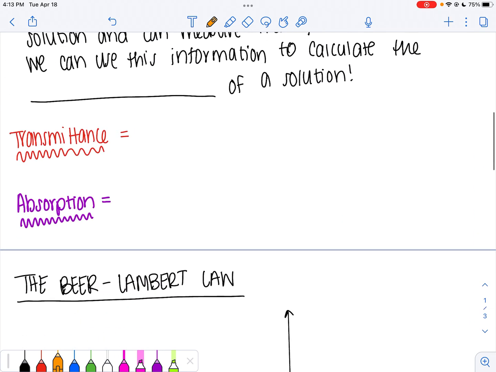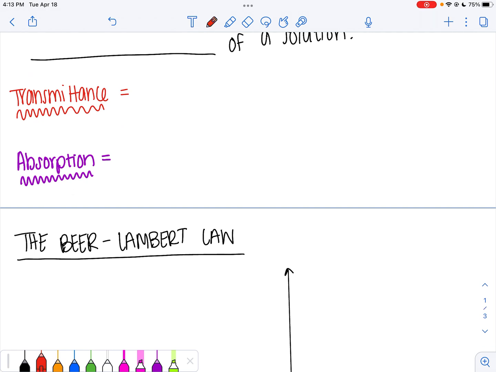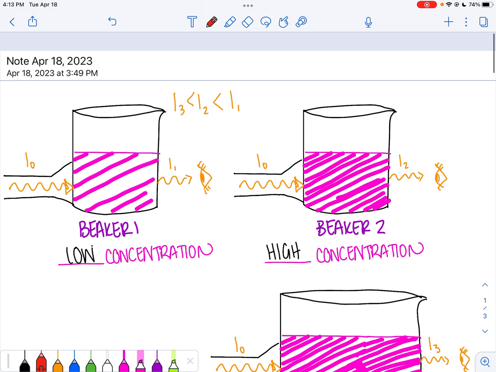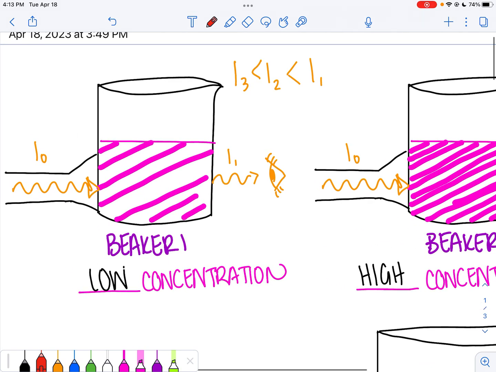So transmittance is defined as the amount of light out divided by the amount of light in. This seems like a little bit of a weird definition, but I'm really spelling it out, right? The amount of light that you get out is what you see at the end of it. The amount of light that you put in is what we called I naught before. So if we were to define this in terms of beaker 1, transmittance for this beaker would be equal to the amount of light we got out, which we called intensity 1, divided by the amount of light we put in, which we called intensity naught.